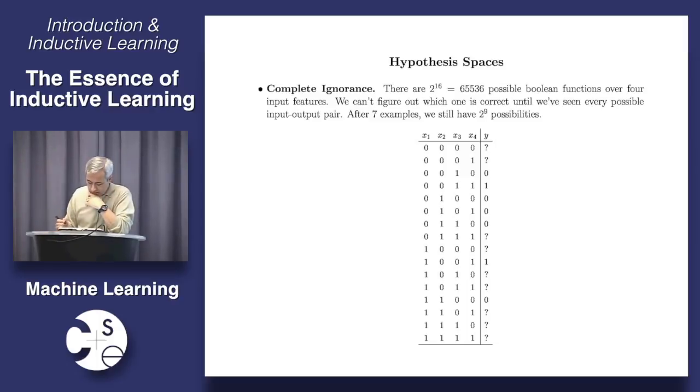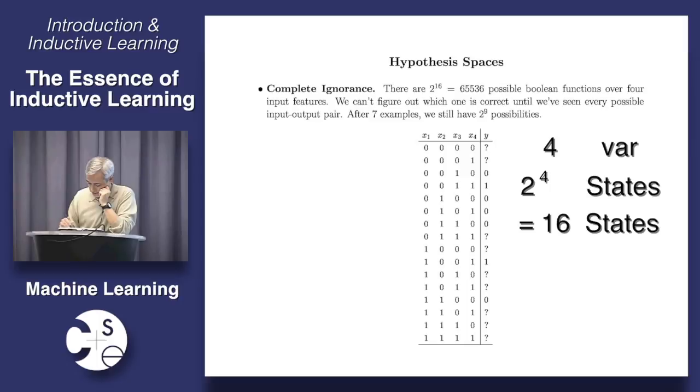And now notice the other interesting thing here, which is I have 4 variables, right? So I have 2 to the 4 states, i.e. 16 states, right? So how many functions are there? How many possible functions are there of 16 Boolean inputs? Yeah, I know, but hey. People didn't answer. 2 to the 16.